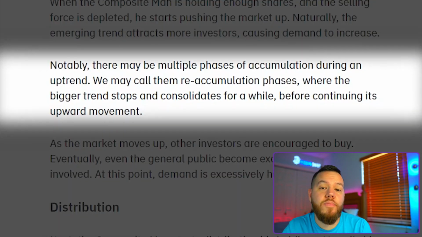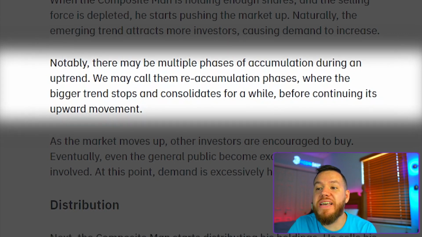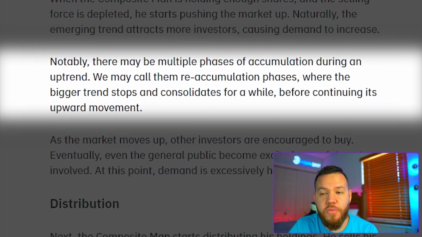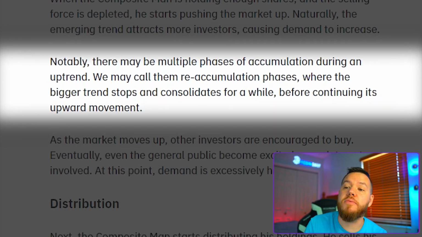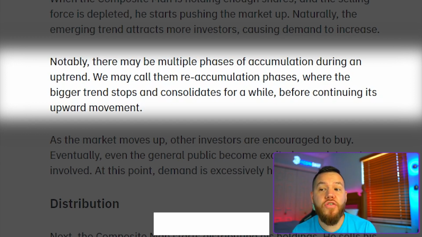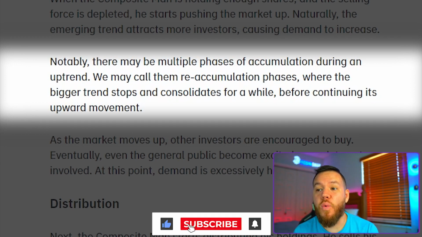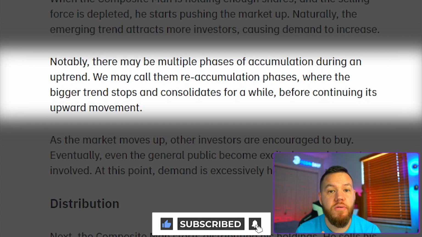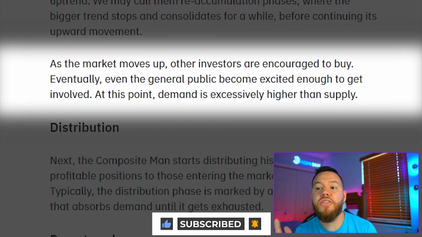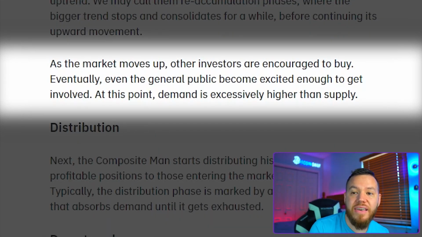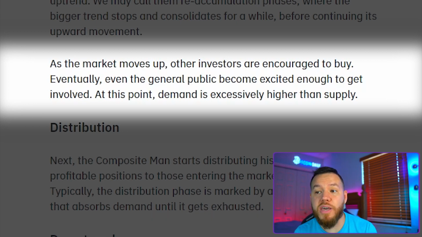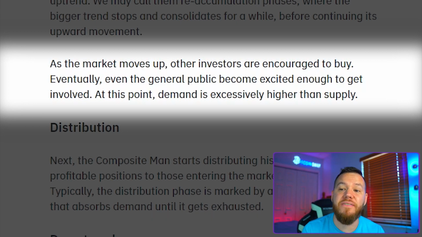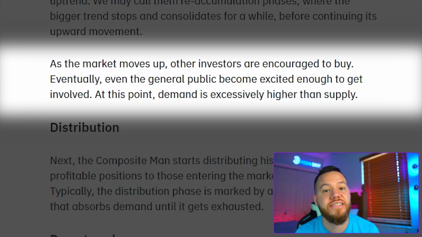During any uptrend, there's always multiple phases of accumulation during the uptrend. We may call them reaccumulation phases, where the bigger trend stops and consolidates for a while before continuing its upward movement. As the market moves up, other investors are encouraged to buy. Eventually, even the general public becomes excited enough to get involved. At this point, demand is excessively higher than supply.